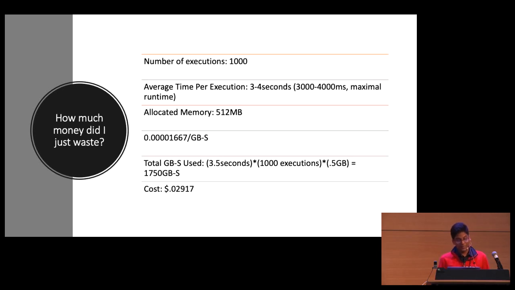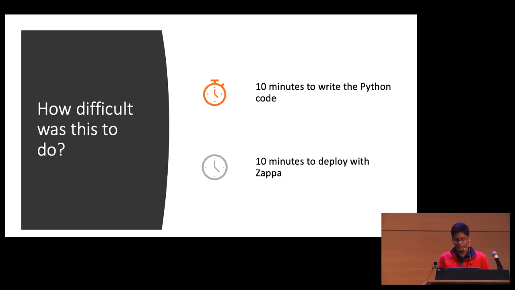AWS specifically bills by the gigabyte seconds you use during the computation of your script. From some calculations, I used about 1.7 terabyte seconds, and that equates to 3 cents of cost. And the time I spent writing that out was actually very short. It only took about 10 minutes to write out the Flask API and 10 minutes to deploy with Zappa.